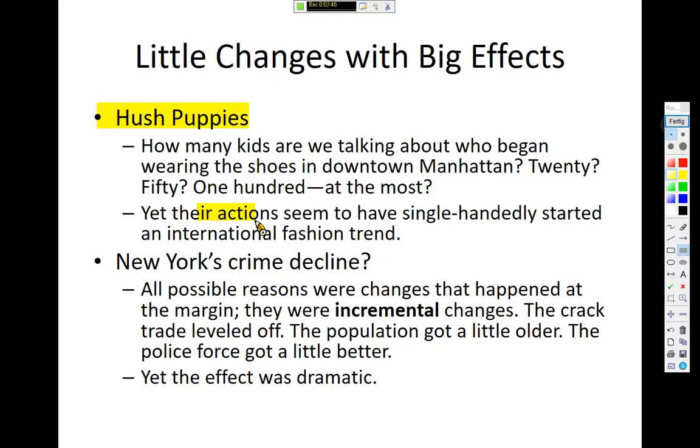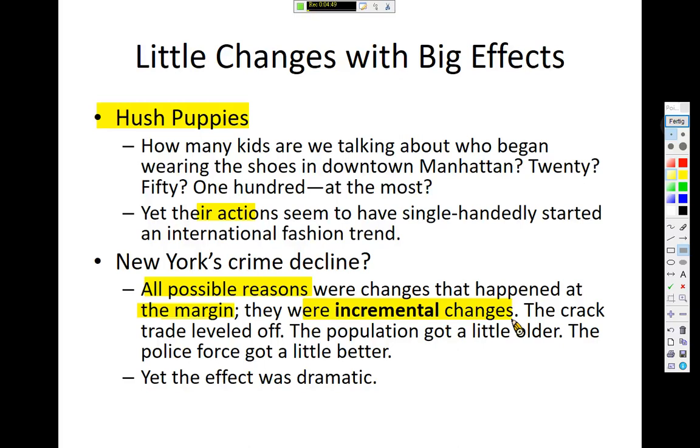How about New York crime decline? Let's look at all possible reasons were changes that happened at the margin. Yeah, we know economy, the aging population, the crack trade, or the improved policing strategy, they cannot just happen in the mainstream of the city. No, it happened in the margin. They were incremental changes, small changes, right? Just piece by piece. Maybe there were two more policemen walking the street instead of one. Maybe people are earning a little bit more money week by week. And maybe people are increasing the number of stay at home, watch TV. It is incremental, slow change. Cannot happen just one day.